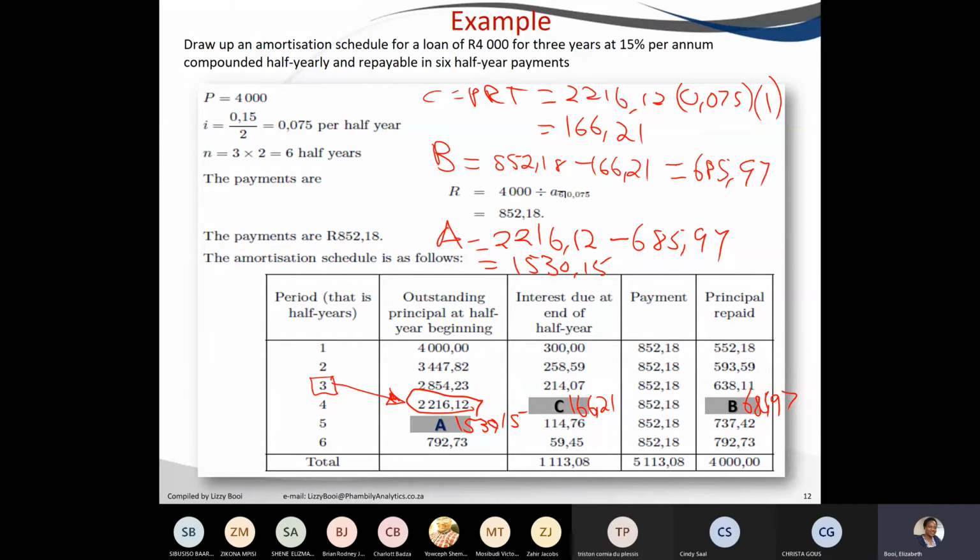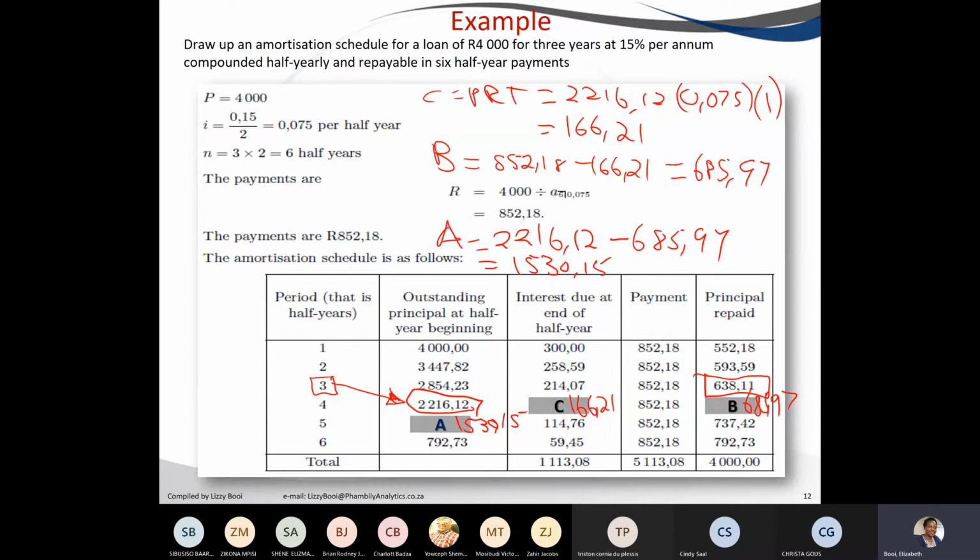If they ask you what will be the principal repaid after payment 3, it's 638. Those who are calculating manually, it means you will have to have completed this table before you can answer those questions in the exam. Or they're asking you what is payment 130 after 135 payments. So it means you need to have calculated 135 lines in order to get to that payment, or the 14th or something like that.